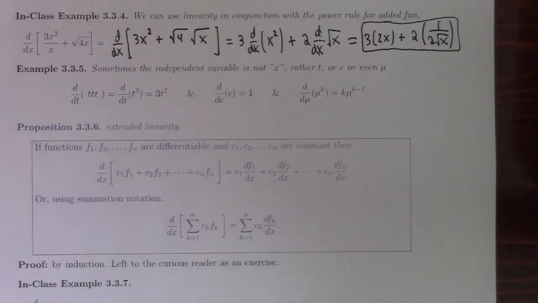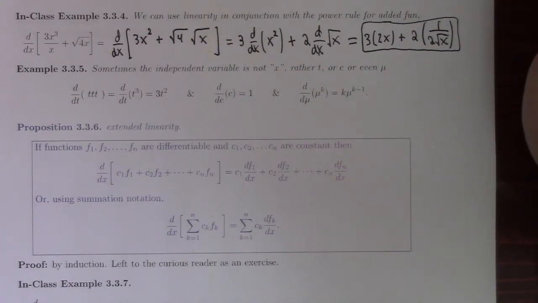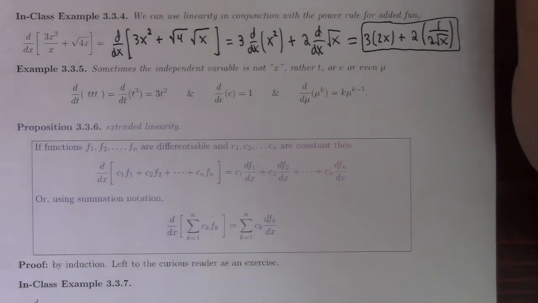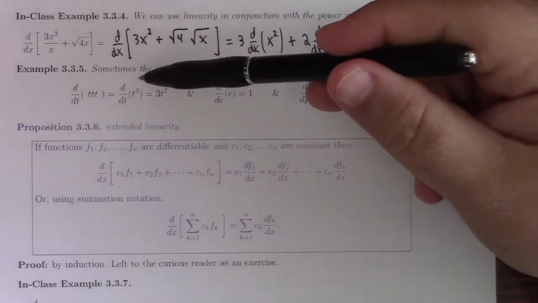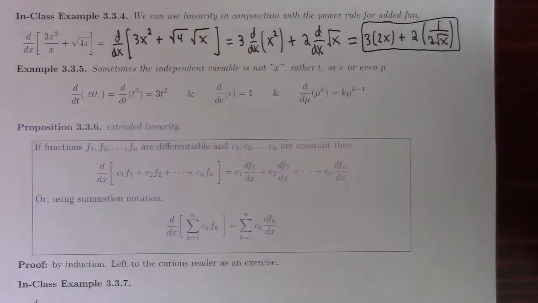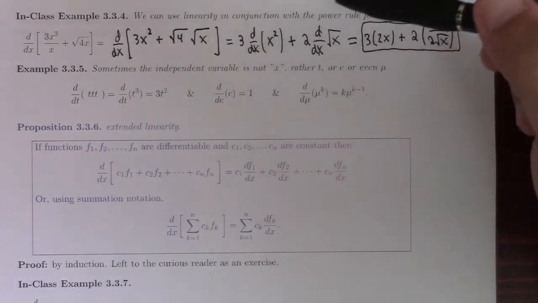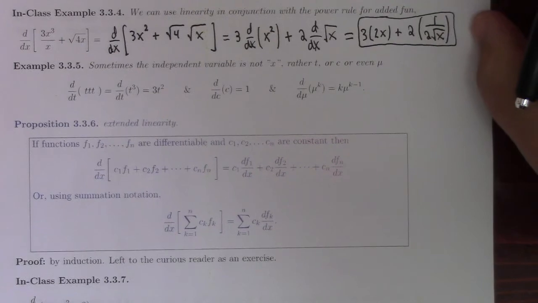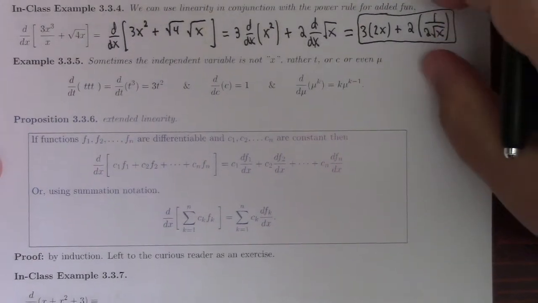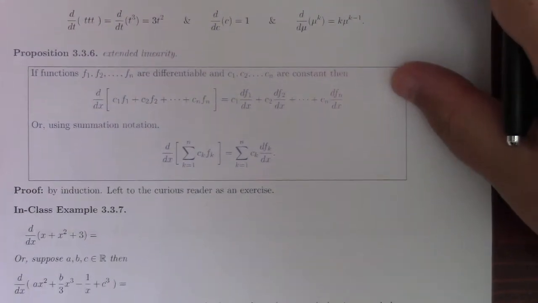Cool. I said sometimes the independent variable is not x, rather t, or even mu. d/dt of t is 1, d/dt of t cubed is 3t squared, okay. d/dc of c is 1, d/dmu of mu to the k is k mu to the k minus 1. Sure, I'll buy that for $1. Why not? Alright, here we go.